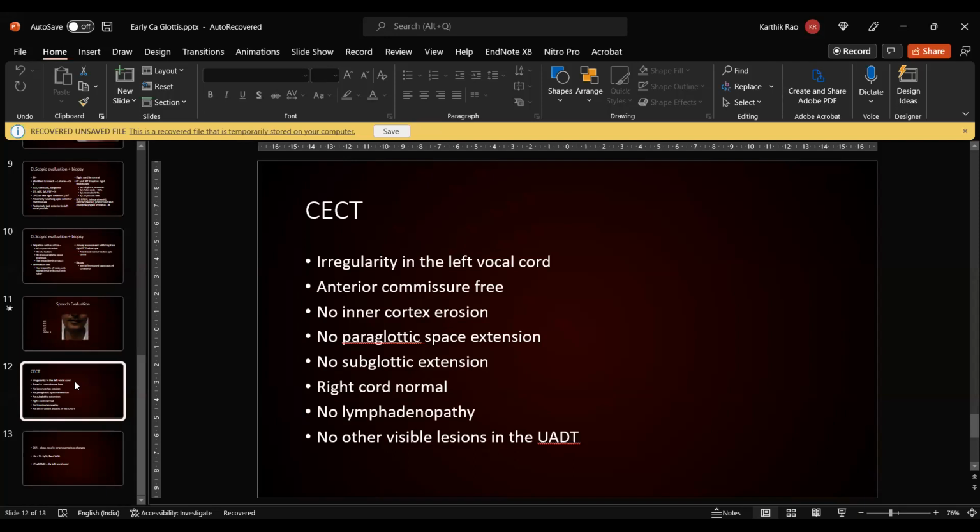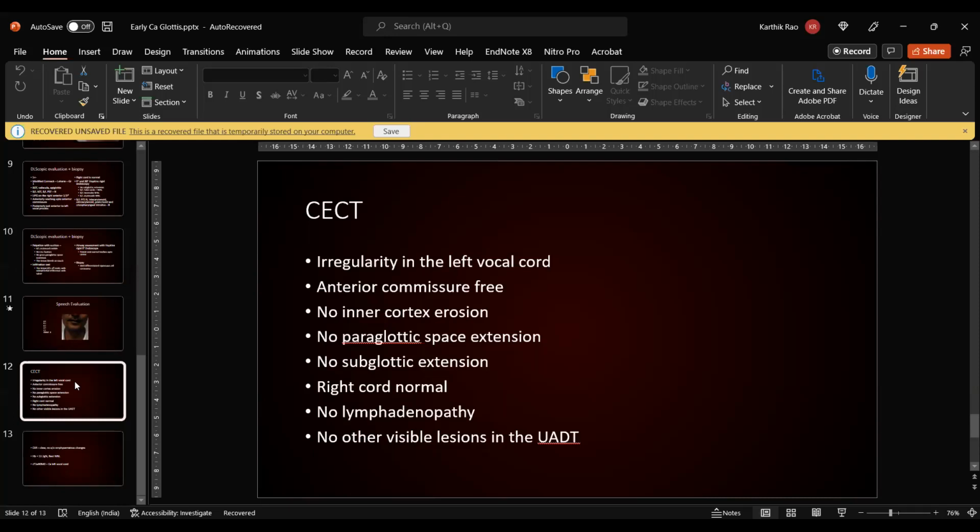Contraindications? Ma'am, contraindications would be if the patient is old and the patient's performance status is not good, or the patient has comorbidities and cannot tolerate the mild aspiration which can be present immediately post surgically. In those scenarios, and also with tumors extending to the contralateral cord, I wouldn't prefer doing a vertical partial. And also definitely subglottic invasion.